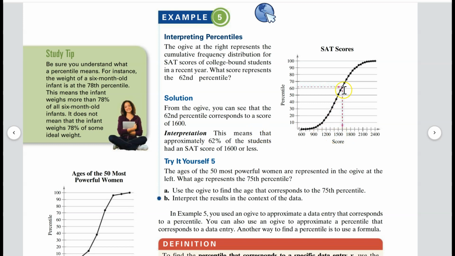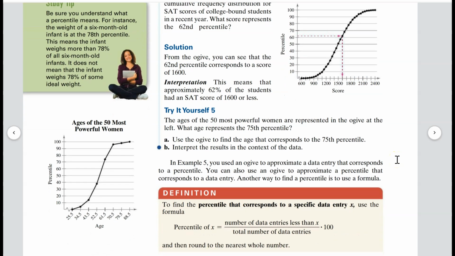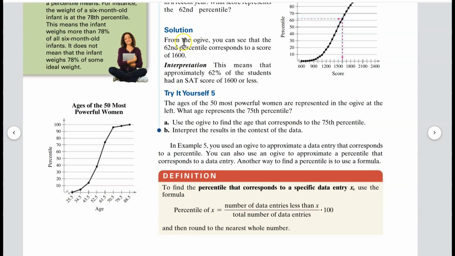What that means is that 62% of the scores were below that score. If it's the 99th percentile, it means 99% of scores are below that score. If it's the 10th percentile, it means only 10% of the scores are below that score, which means 90% of the scores are above that score. Or maybe 89% of the scores are above that score. All right?